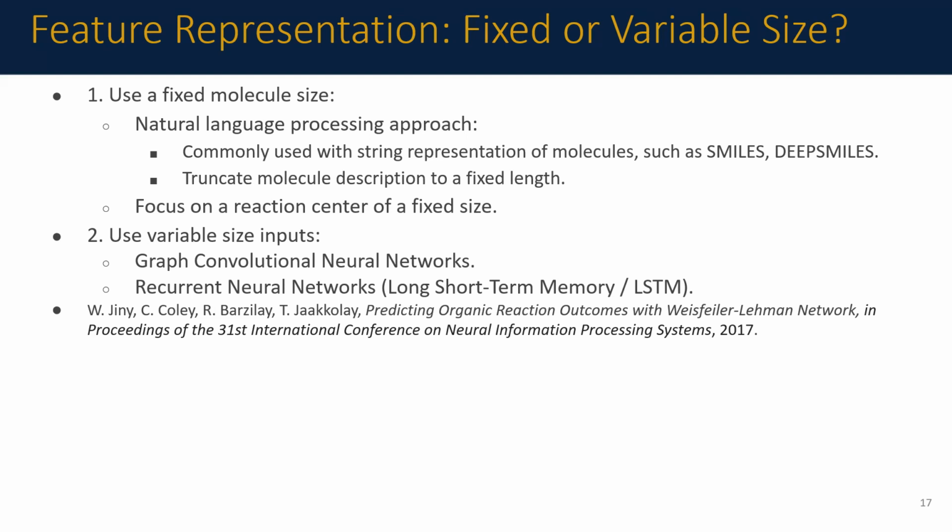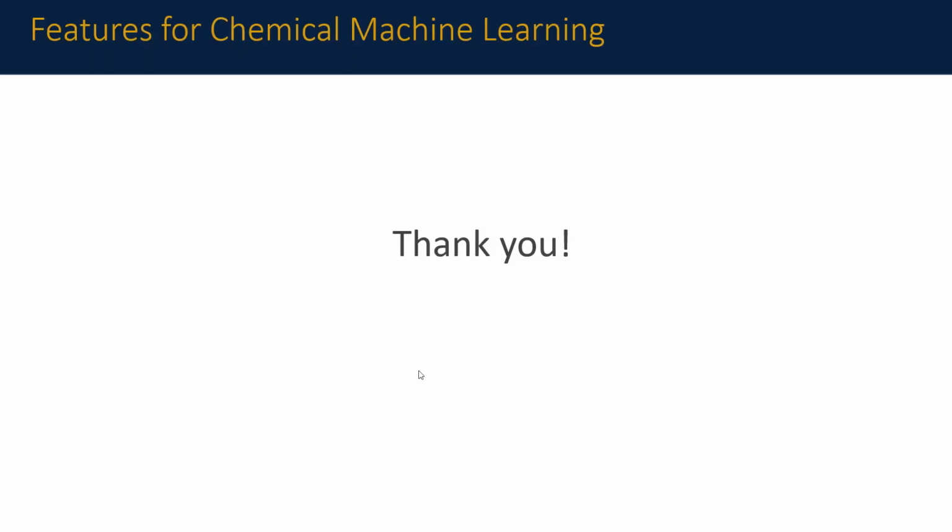Another approach would be to just focus on the reaction center. And typically the reaction center would be something of a fixed size. On the other hand, if we wanted to use variable size inputs, we could choose a different type of model. So graph neural networks or recurrent neural network models are able to accept variable size inputs. I'm sorry, I meant variable size inputs.